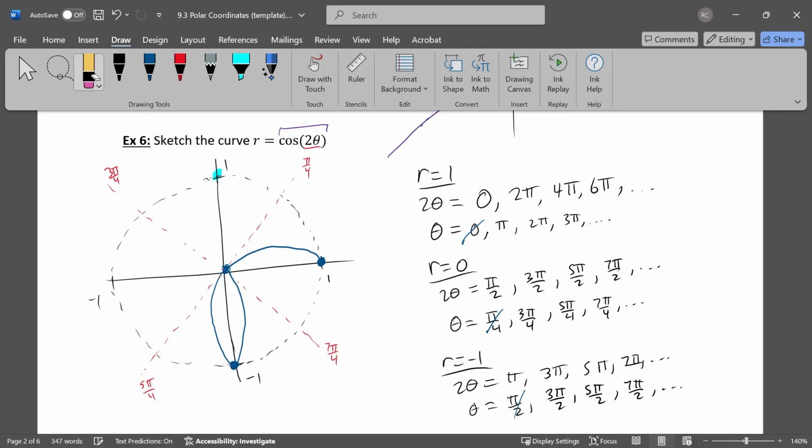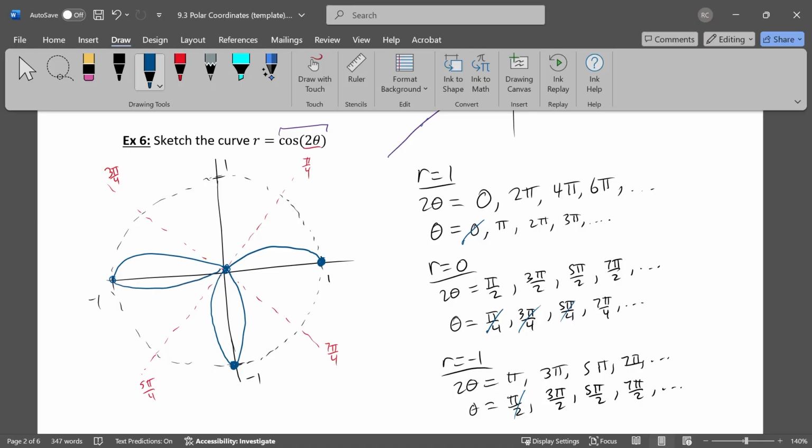Now I'm going to go ahead and just erase those. Those were for illustrative purposes. Now we go to theta is pi, and r is 1 again. So it's going to rotate out to here. And then when we get to 5 pi over 4, r is going to be 0 again.